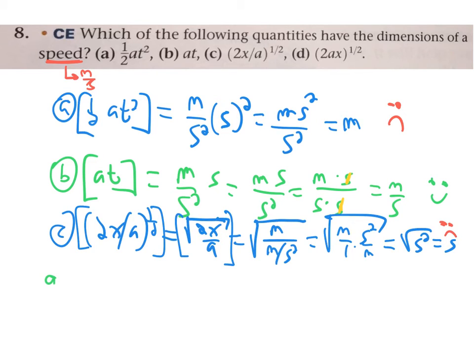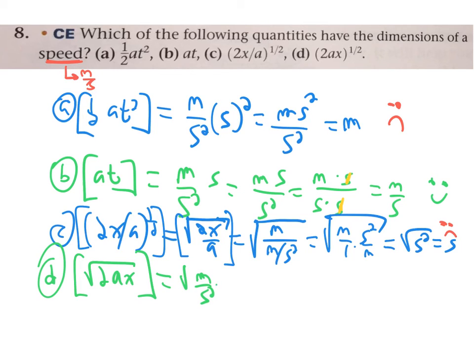And then finally, D, which is the square root of 2ax. So square root of 2ax, and we're taking its units. And this will be the square root of the units of the product. 2 has no units, pure numbers have no units, so this is really the square root of meters per second squared for a times meters for x.